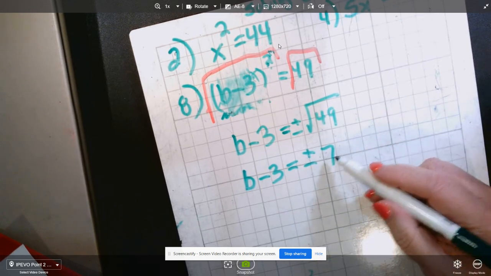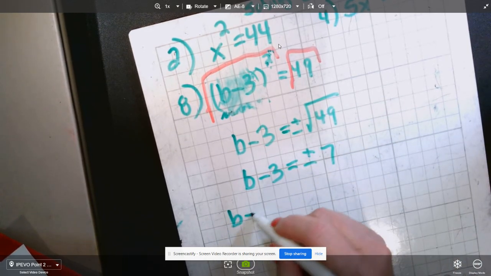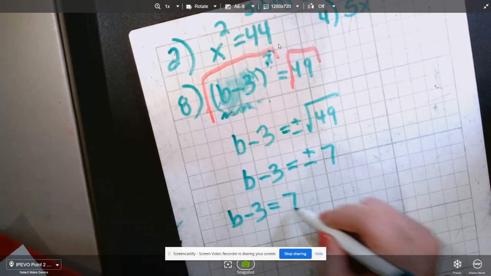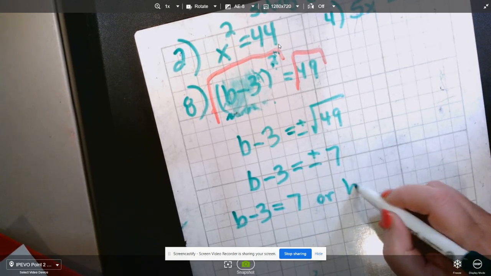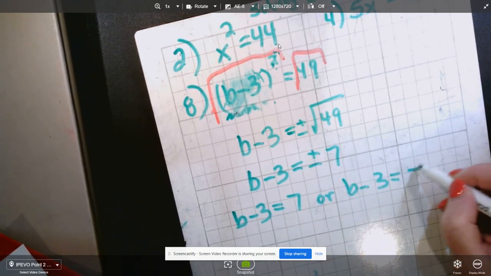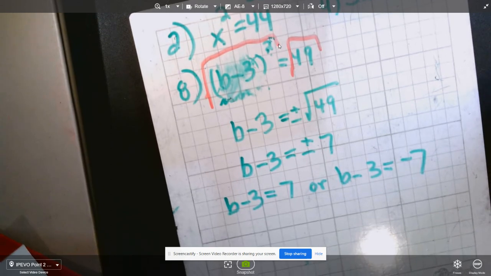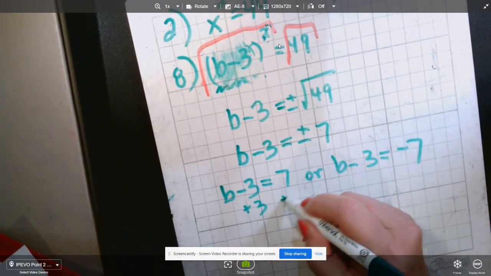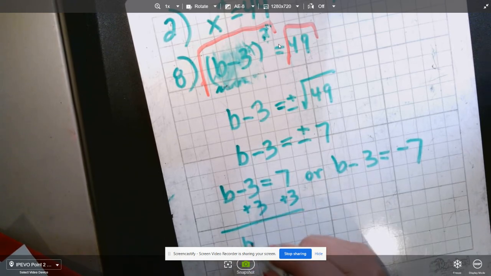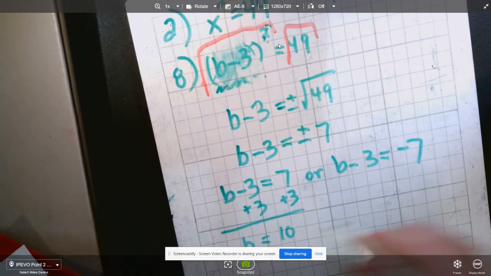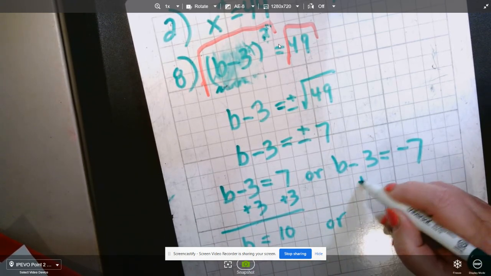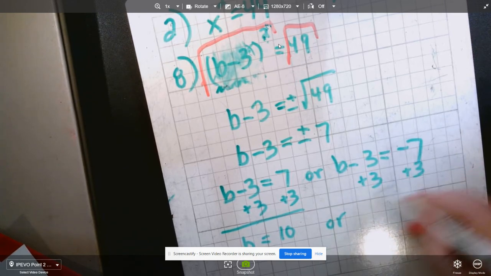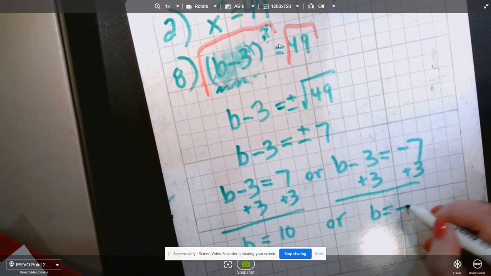So in essence, I now have two equations here. I have b minus 3 equals positive 7, or b minus 3 equals a negative 7. And I'm going to have to solve those two equations separately. So I can add 3 on both sides. And here I'm going to have b equals 10. Or I can add 3 to both sides here. And I'm going to have b equals negative 4.